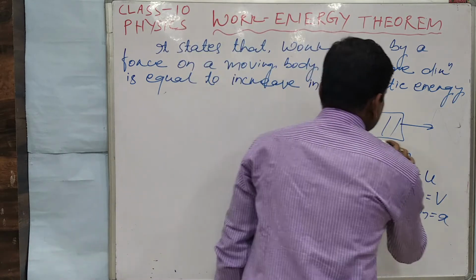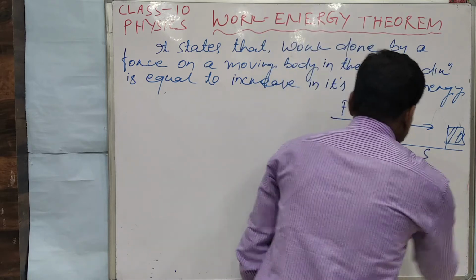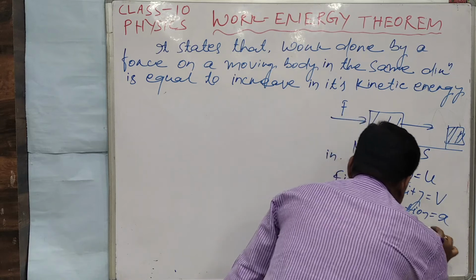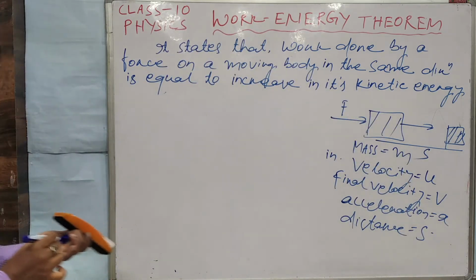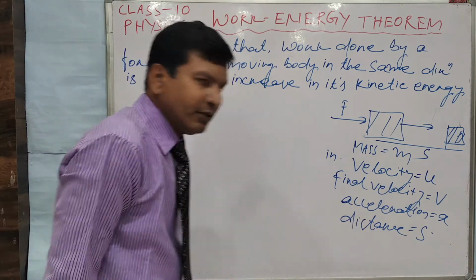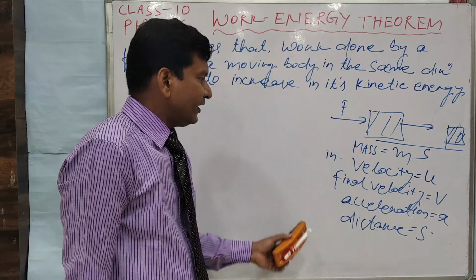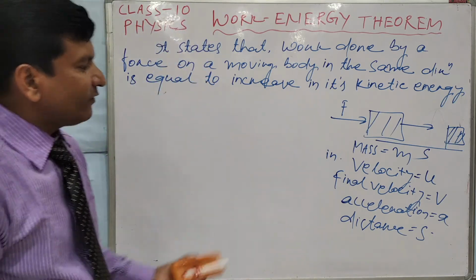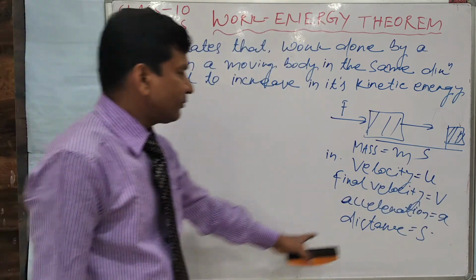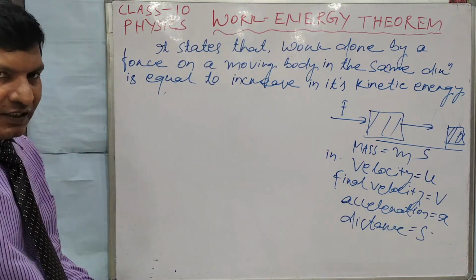In the same time the body goes from here to here. This is the final position of the body, so the body covers a distance s. So let us consider a body moving with the initial velocity u, and when a force F acts on it, it moves with the increased velocity v, the acceleration produced is a, and the distance covered by the body is s.